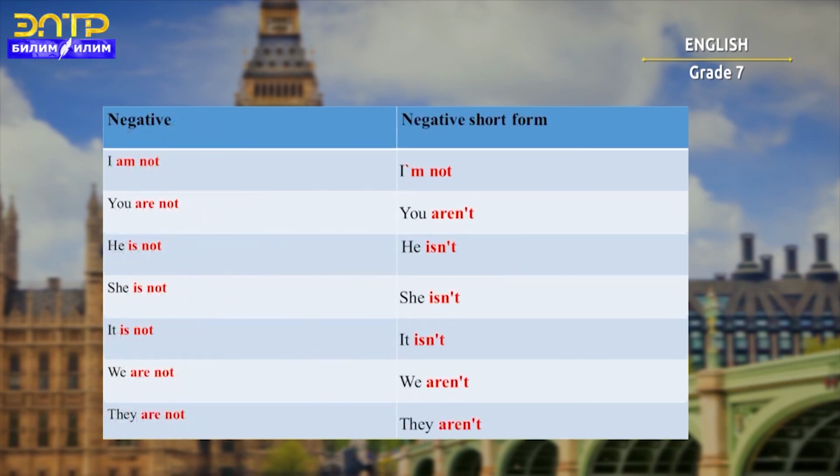Now look at the short forms of negatives. I'm not. You aren't. He isn't. She isn't. It isn't. We aren't. They aren't.